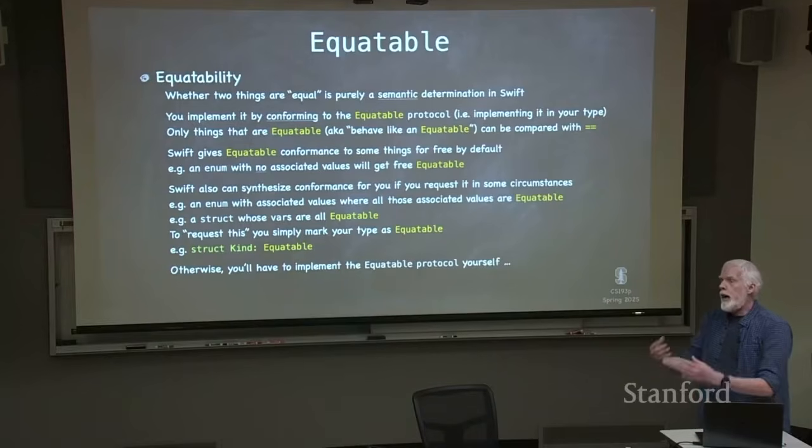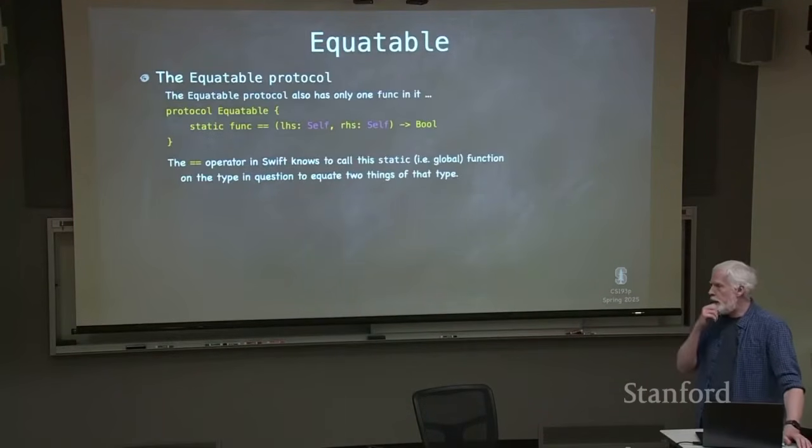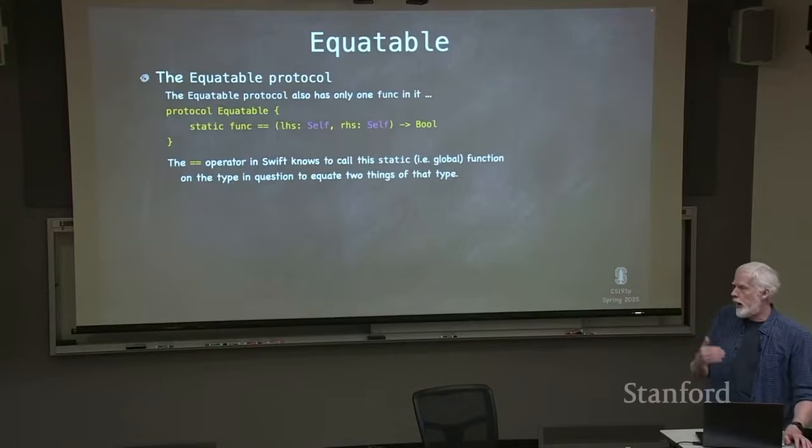But what if it can't do that? What if not all your vars are Equatable and you have to implement equatability? Well, then you have to implement the protocol, and this is what the Equatable protocol looks like. It has a static func in it, a function on the type. It's called equals. That is a valid name of a Swift function, equals.